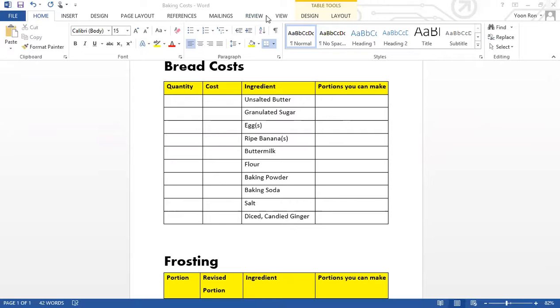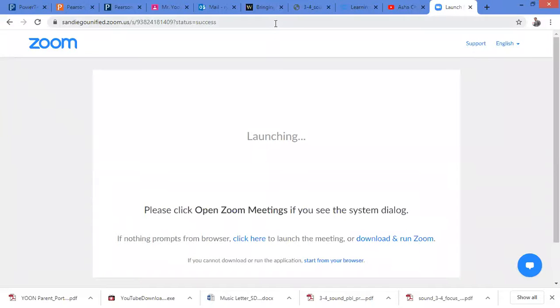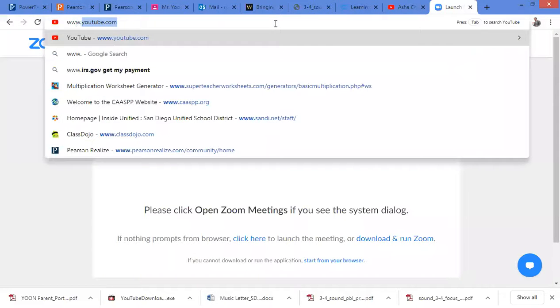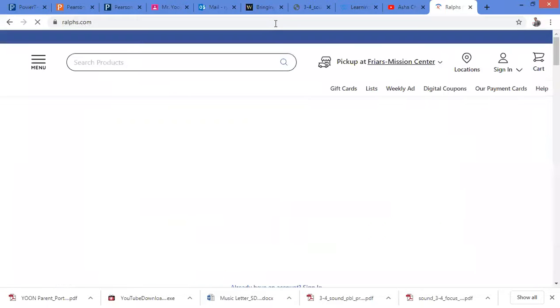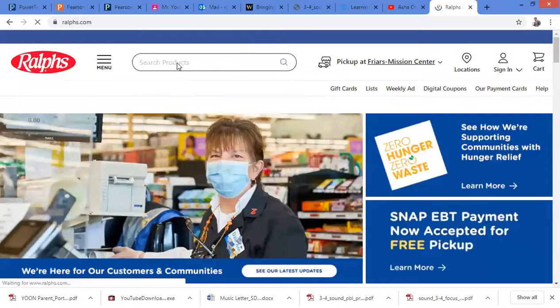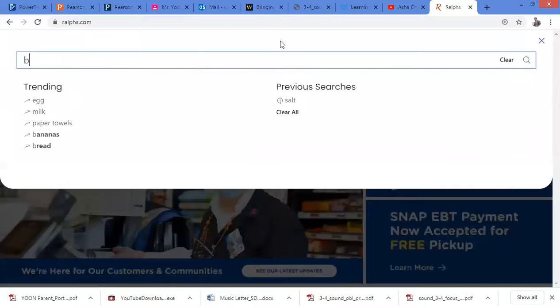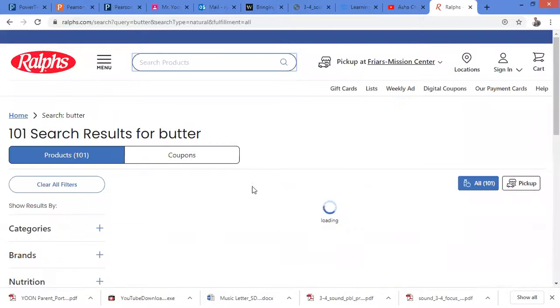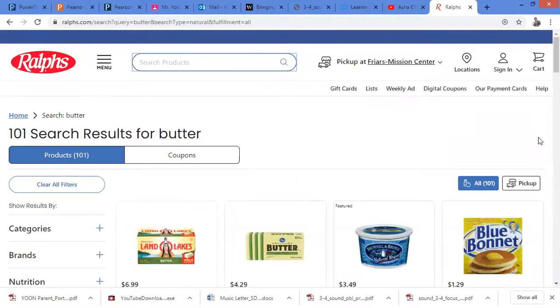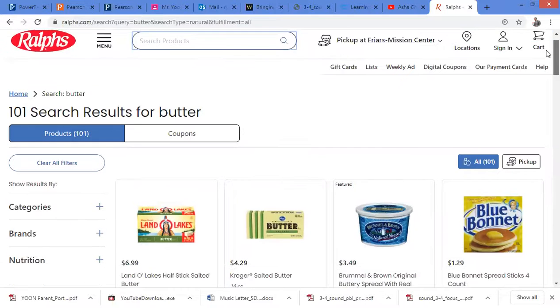I'm going to go here to the internet, and you can use any grocery store you want, but here I'm going to use Ralph's, and then I'm going to type in the word butter, all right. I think I did it before, right? So I'm going to type in butter. I'm going to look at the cost. Remember, you want to get the cheapest product or the smallest quantity.